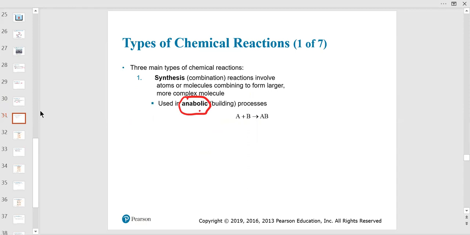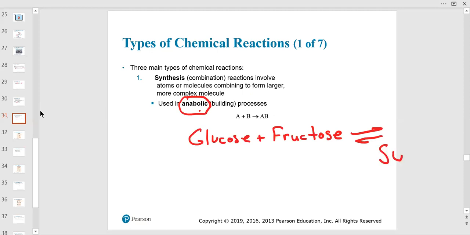So let's say, I guess we'll stay with carbohydrates. Let's say A is glucose, which is a monosaccharide, plus fructose. I'm not going to draw the whole thing because that would take too long. Fructose is another monosaccharide. If you add those two reactants together, you get what's called sucrose. And sucrose is a disaccharide. And basically this is table sugar.